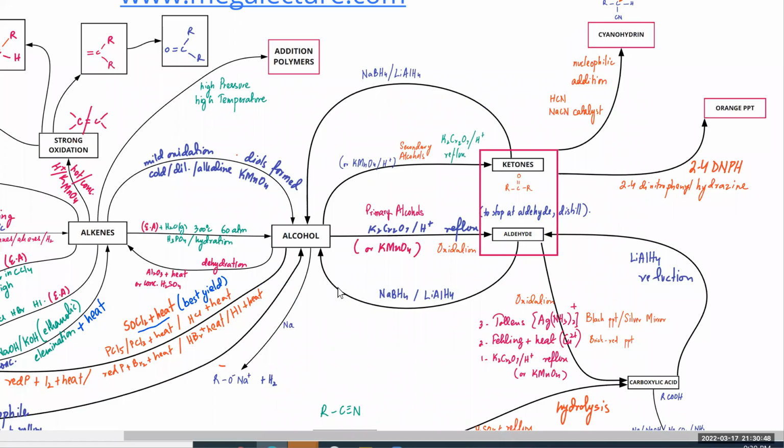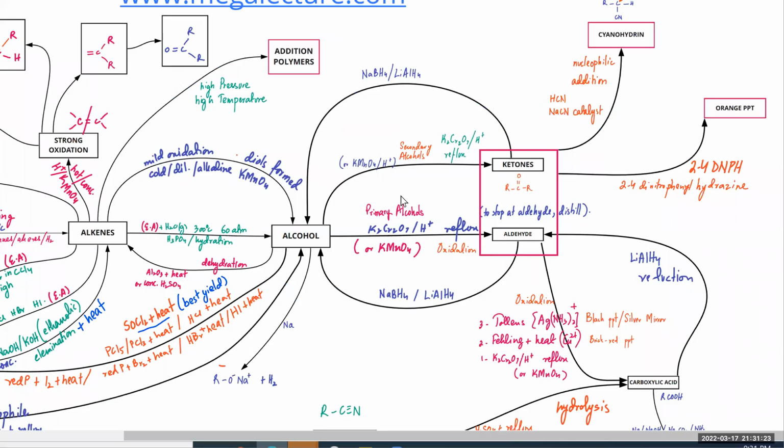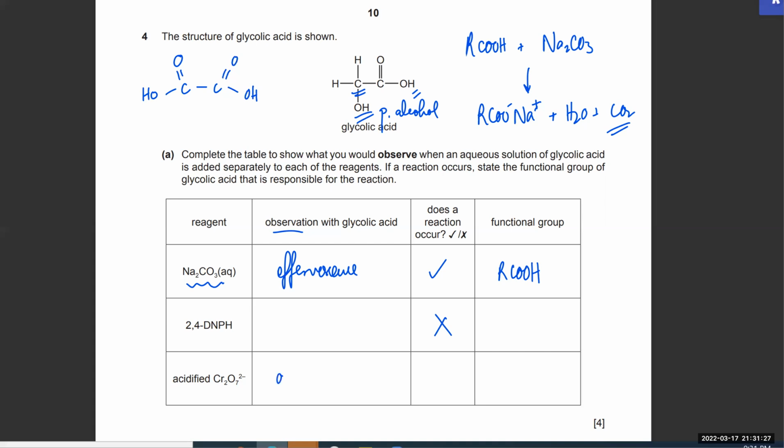Dichromate(VI), what that would do is, if it's a primary alcohol, it will turn it into an aldehyde, and that aldehyde will get converted to a carboxylic acid. So this OH over here is a primary alcohol, and this OH will turn into a carboxylic acid. The other one was already a carboxylic acid. So what is the observation? For dichromate(VI), the color change is going to be orange to green. There's going to be a reaction, and the functional group that reacts with it is a primary alcohol. Write the whole thing, primary alcohol. That is the part that's going to react with it.